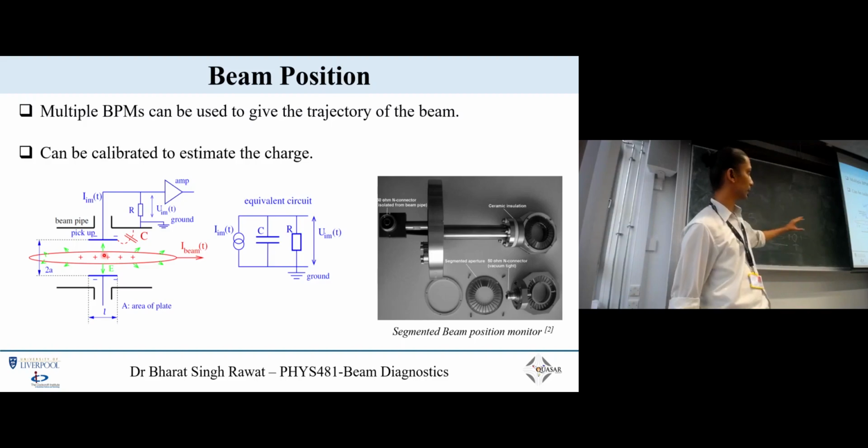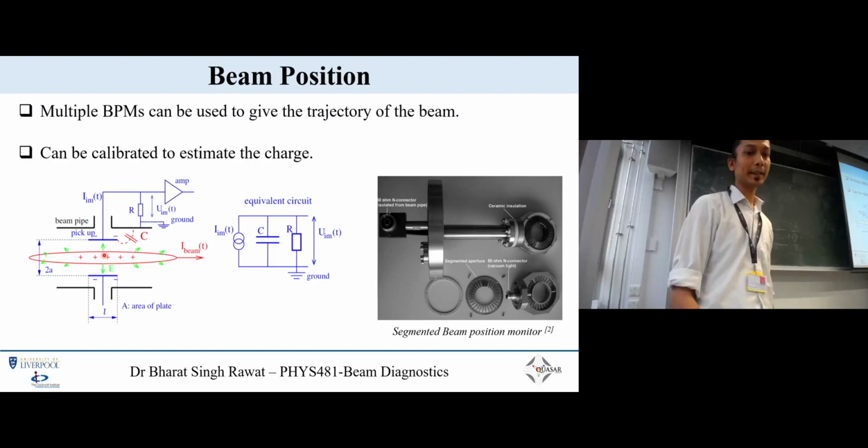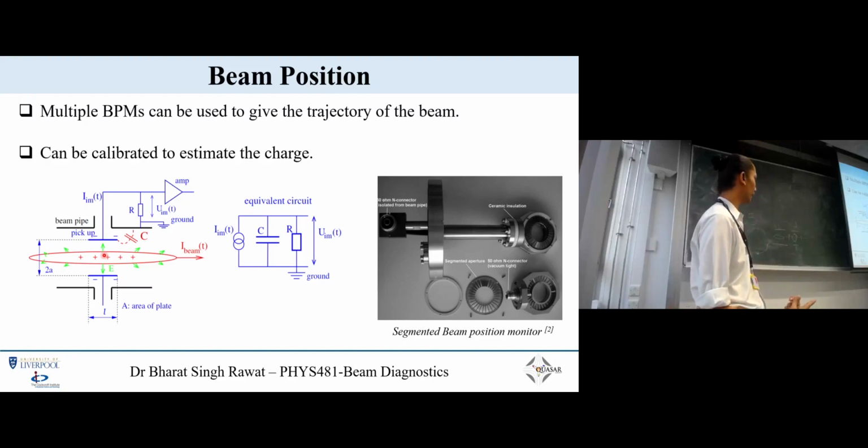And if you have multiple such pickups around the accelerator length, let's say this is your accelerator, and you have beam position monitors at some limited intervals, what you can actually do is track the position. Let's say you measure a position exactly at the center here, and if it is slightly offside here, you can reconstruct basically the entire path of the centroid of your bunch. And this principle is based on capacitive pickup.